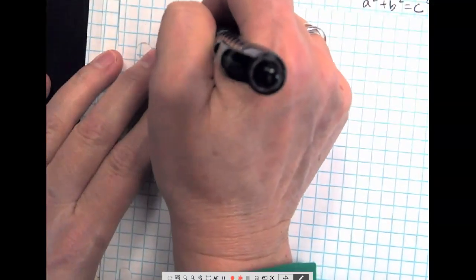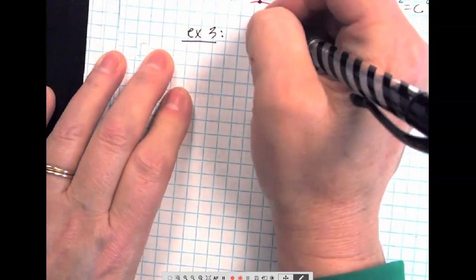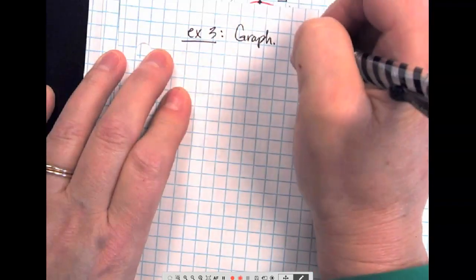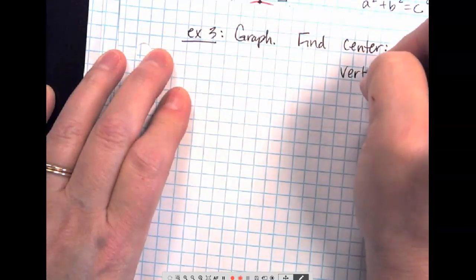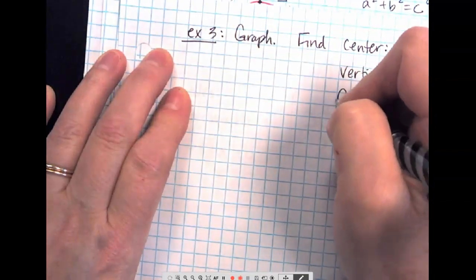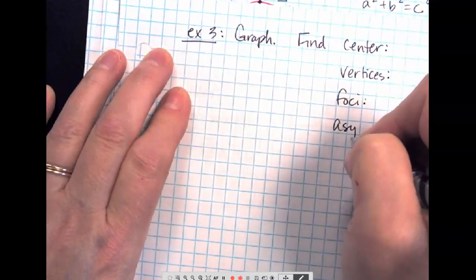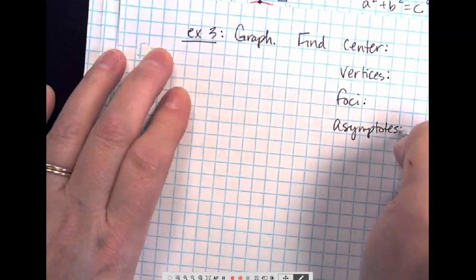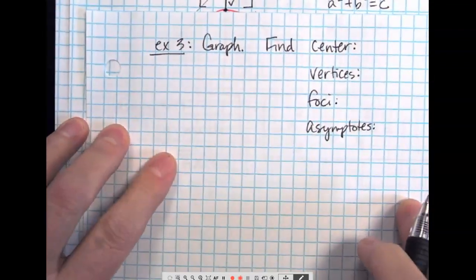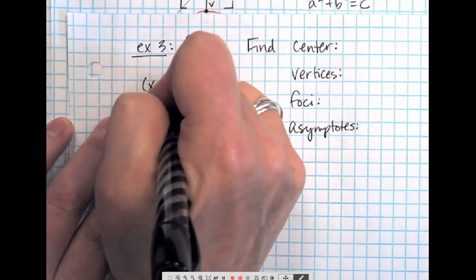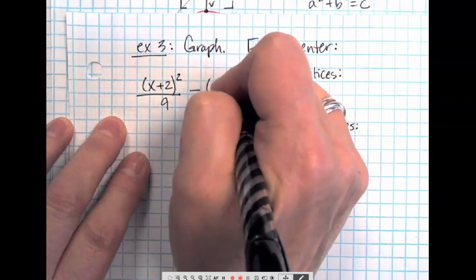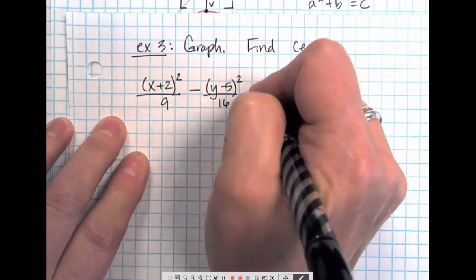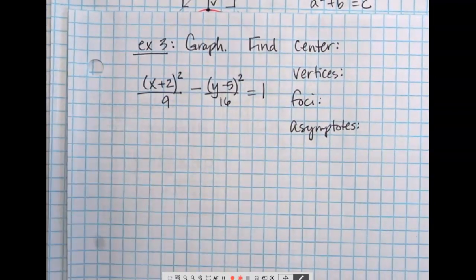Okay, example 3. Graph, then find the center, the vertices, the foci, and the asymptotes. And the equation is (x + 2) squared over 9 minus (y - 5) squared over 16.